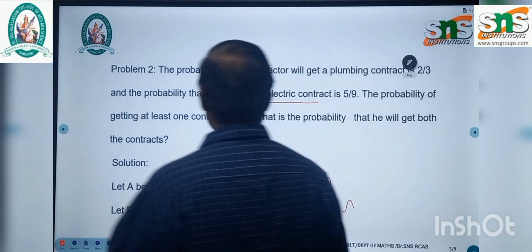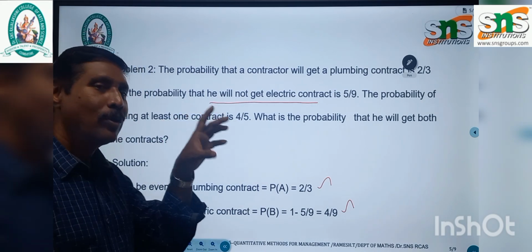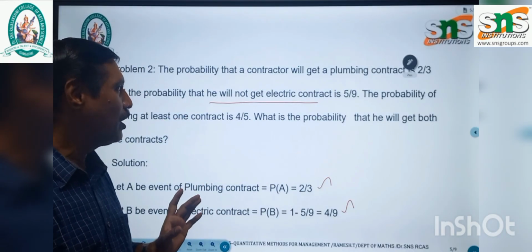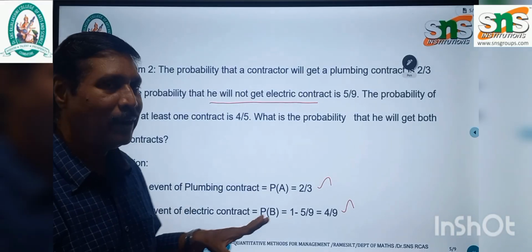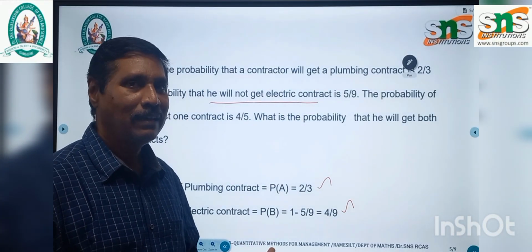What's the question? One more: the probability of getting at least one contract is 4 by 5. At least one contract means he gets the plumbing contract or the electric contract. Or means union.